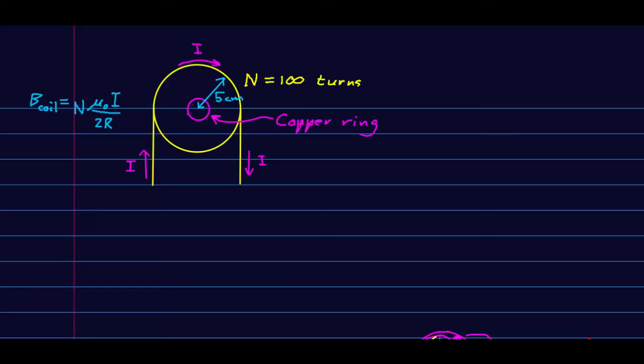Now in the middle of the coil there's a copper ring, a fairly small copper ring. And so if you think about what happens, if we change this current, that will change the B field in here, which will change the flux inside the copper ring. And so as soon as we change the flux in the copper ring, we will drive a current around the copper ring. So that's what we're going to figure out. We're going to figure out which way that current goes and how big it is.